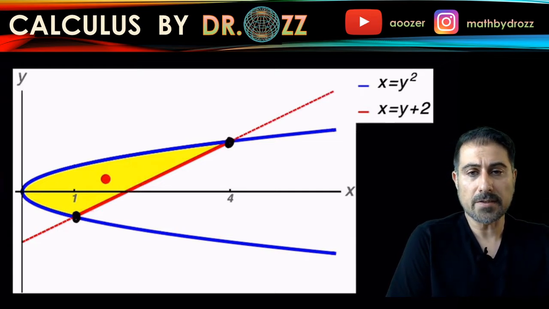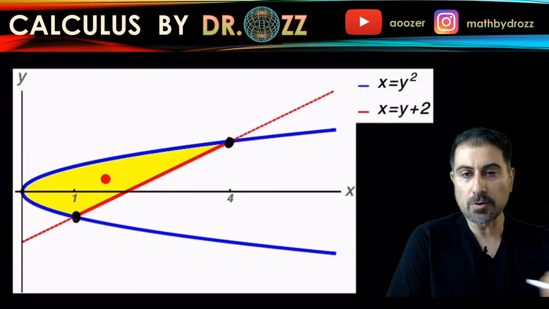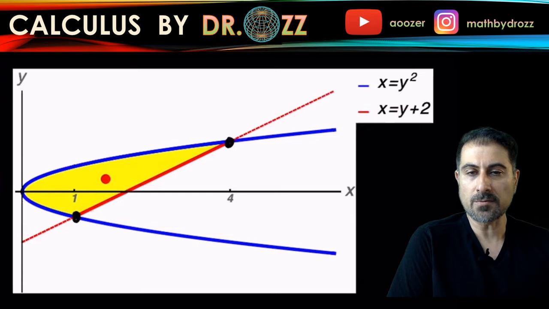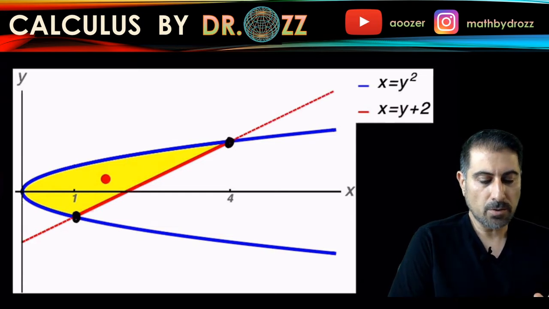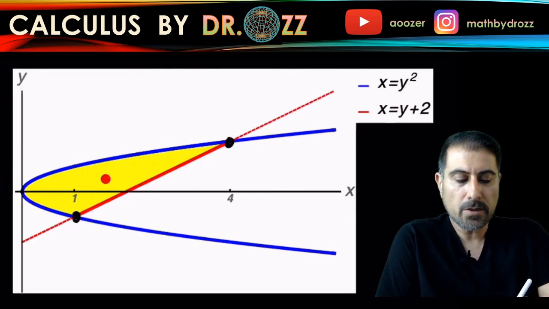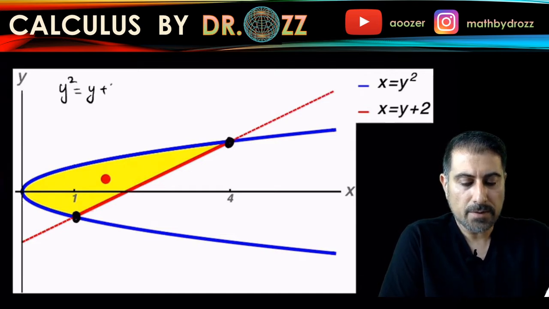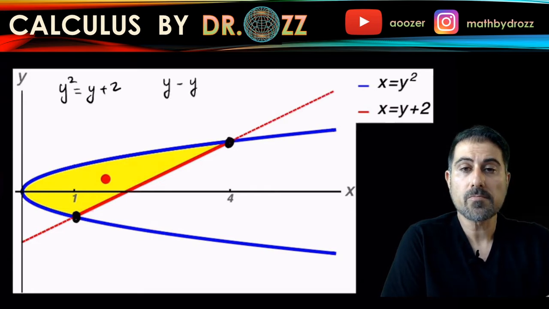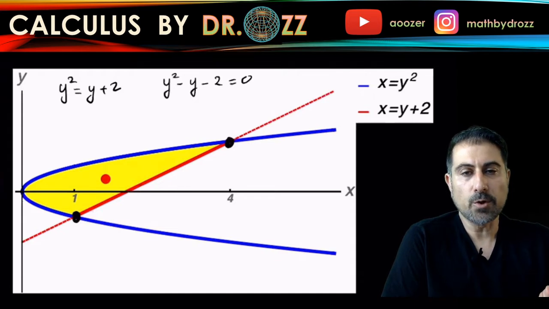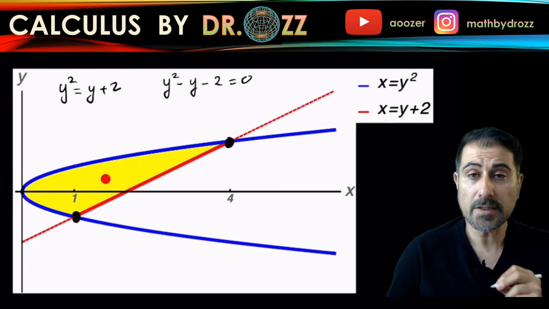One task, in fact the first task, is to find the intersection points. Even though we can observe those from the graph, probably you won't be able to see them from your calculator output. So I'm going to set the x values equal to solve y squared equals y plus 2. I'm going to subtract y plus 2 from both sides: y squared minus y minus 2 equals 0. You can use your quadratic formula to find the zeros here, but I'm going to do my own way to factor this quadratic.